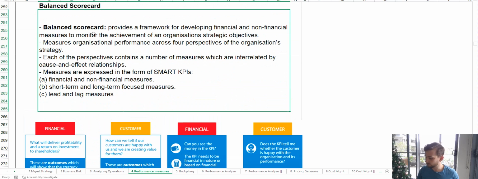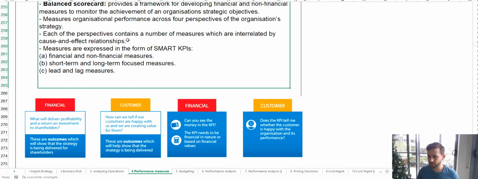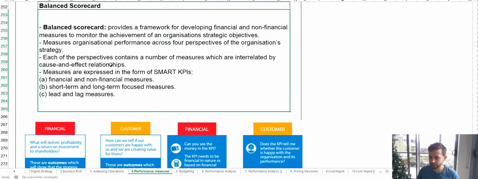Well, it's a tool and it provides a framework for developing financial and non-financial measures to monitor the achievement of an organization's strategic objectives. So it measures the operational organization performance against 4 perspectives of the organizational strategy. Each of the perspectives contains a number of measures which are interrelated by cause and effect relationships. Measures are expressed in the form of SMART KPIs, financial and non-financial measures, short-term and long-term focused measures, lead and lag measures.